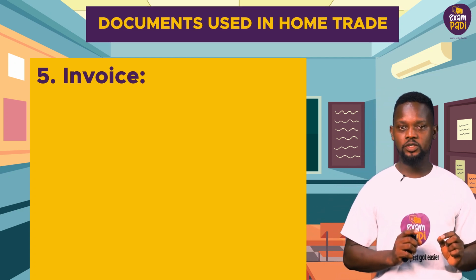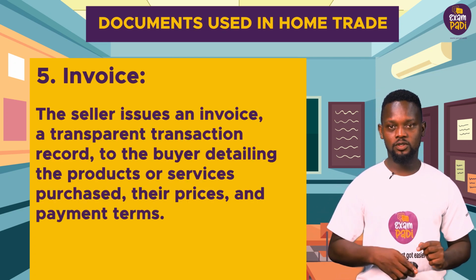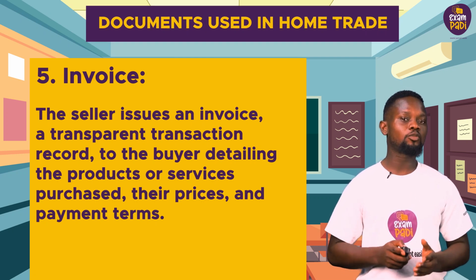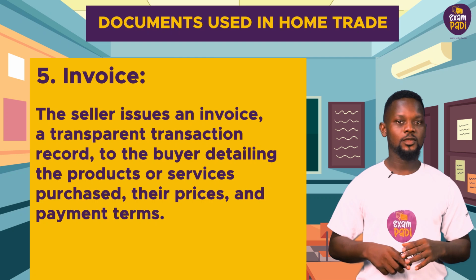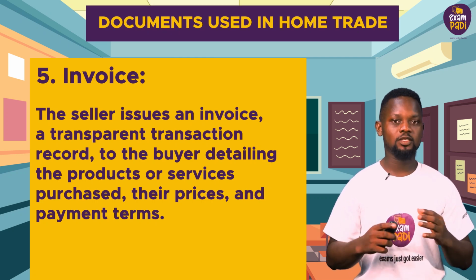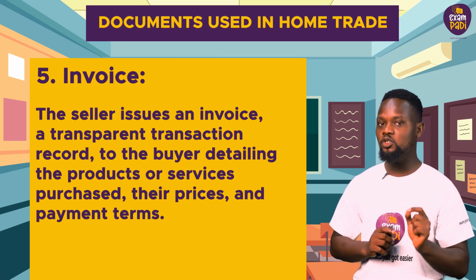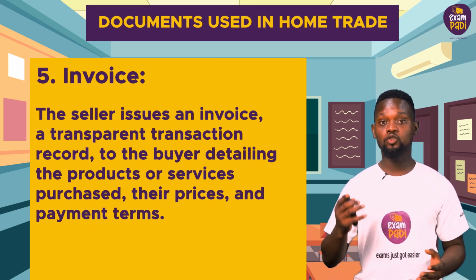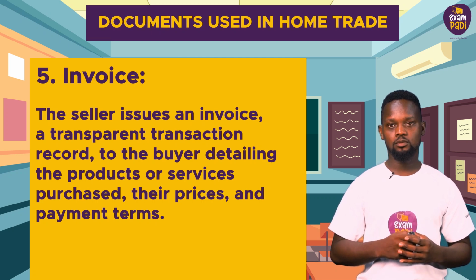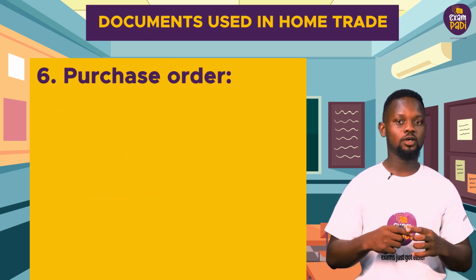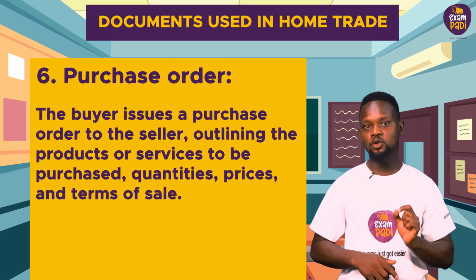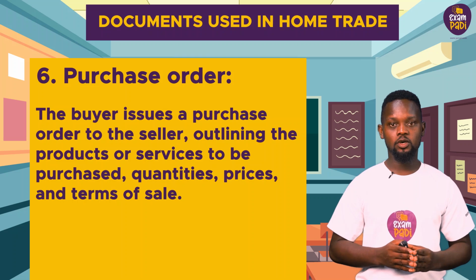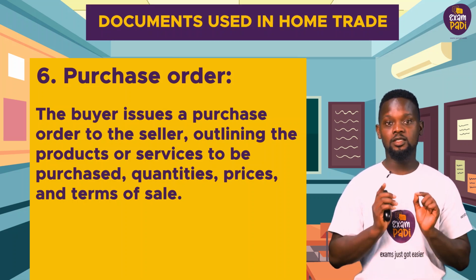Number 5. Invoice. The seller issues an invoice, a transparent transaction record, to the buyer detailing the product or services purchased, their prices, and payment terms. The invoice is also used for accounting and tax purposes, providing a secure and reliable record for your purchase. Number 6. Purchase order. The buyer issues a purchase order to the seller, outlining the product or services to be purchased, quantities, prices, and terms of sale.